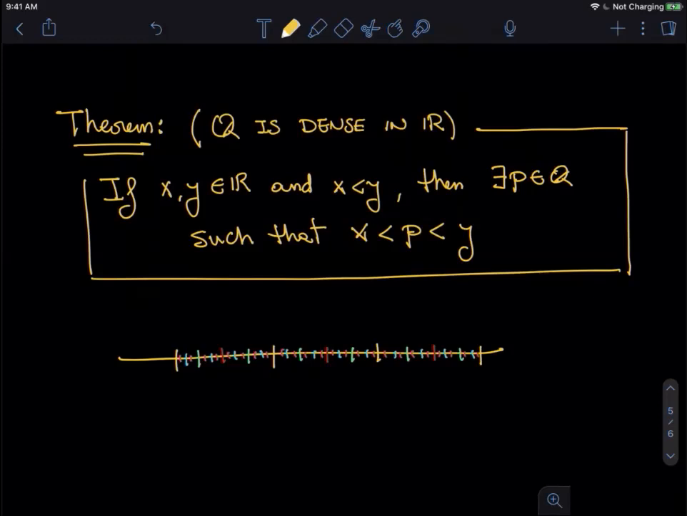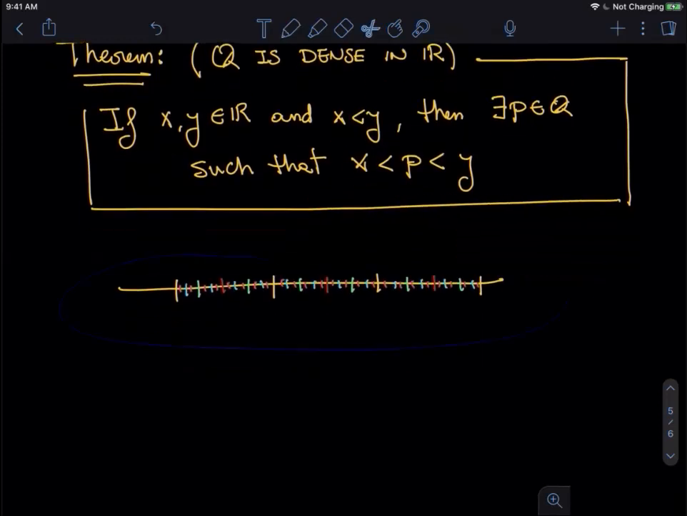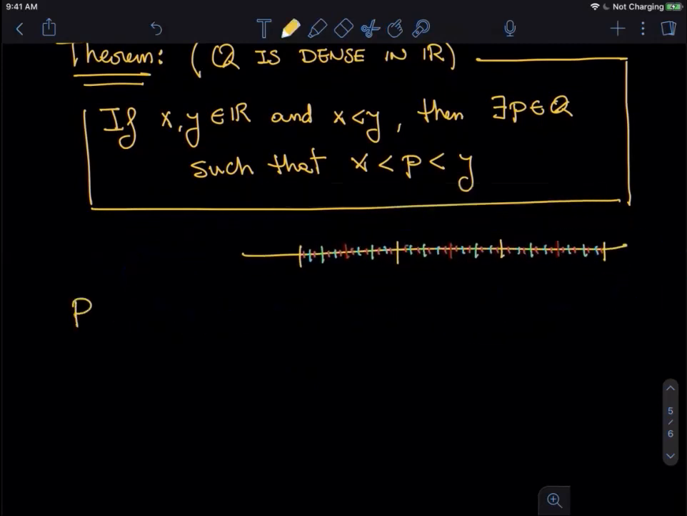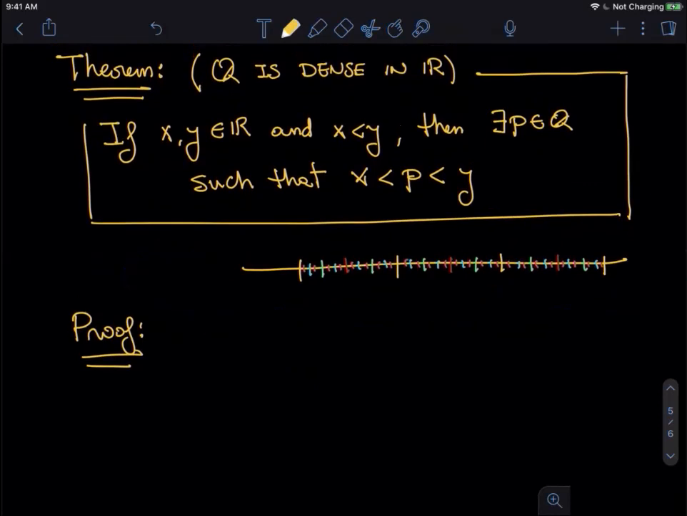Now, let's look into the proof. In this case, we are going to do a constructive proof. So we are going to show that we can construct that rational number p. Notice here that I'm saying the numbers x and y are real. They could be rational or irrational. So let's go for it.